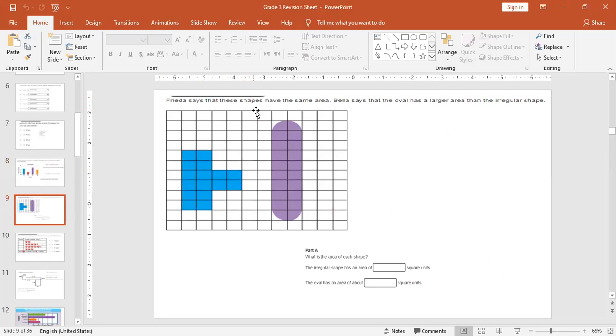Frida says that these shapes have the same area. Bella says that the oval has a larger area than the irregular shape. So he's telling me to find the area of each shape. To know, let's see, just a second.